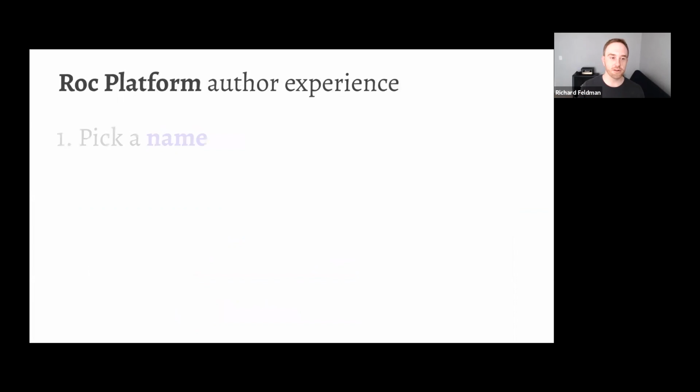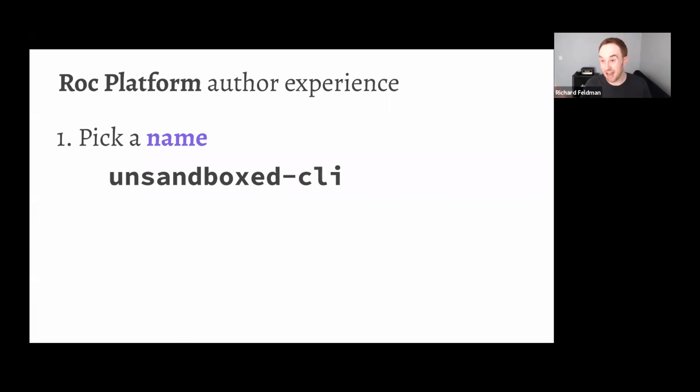As a Rock platform author, first I got to pick a name for the platform. Sure, maybe I'll call it unsandbox CLI. That's the name I happen to choose for this platform for this demo, but I could have called it anything. Could have given it a fun name, but I just gave it a self-descriptive name. Then you have to define an API. So the API always has to be pure Rock code. So application authors are only dealing with Rock code. So that's what the API has to be in.